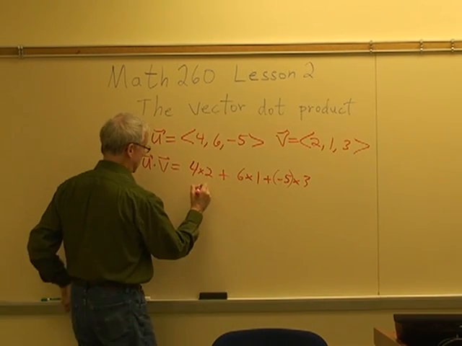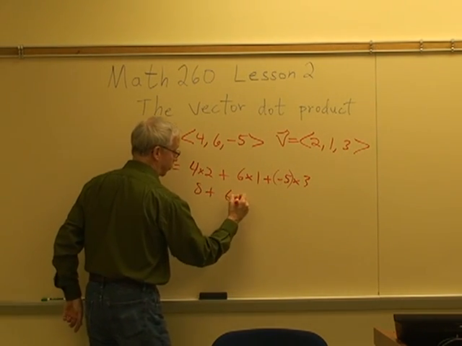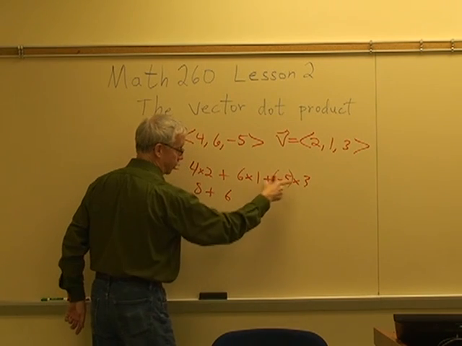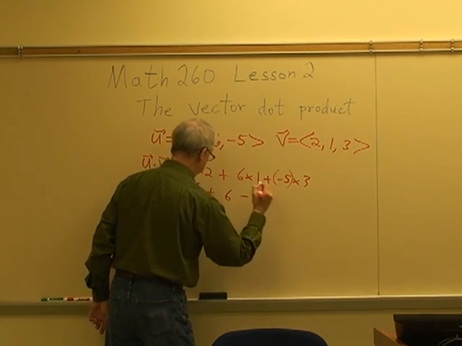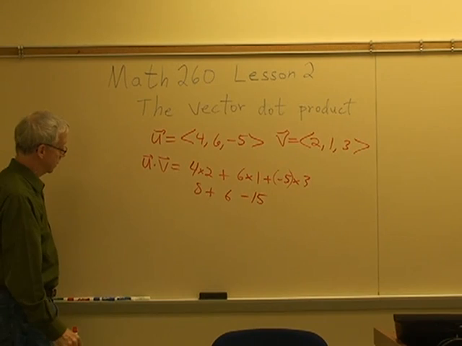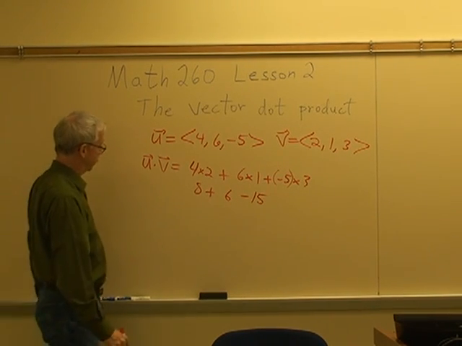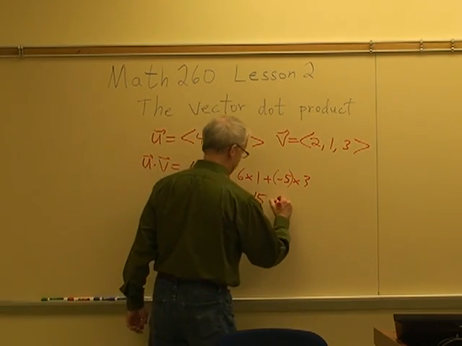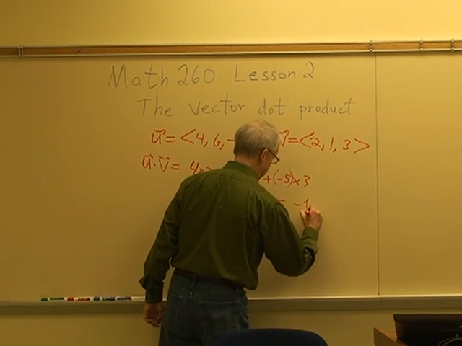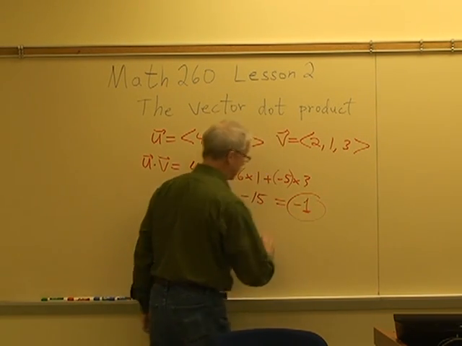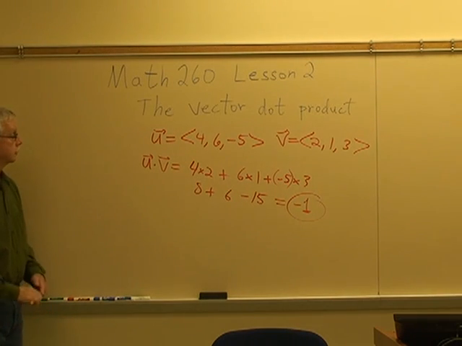4 times 2 is 8. 6 times 1 is 6. And then -5 times 3 is -15. And so 6 and 8 is 14 minus 15 is -1. So the dot product is the number -1 in this case.